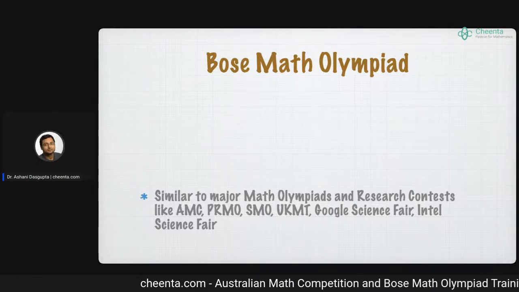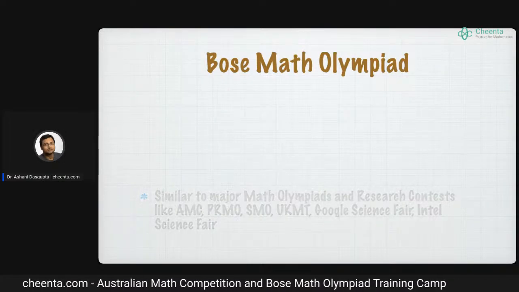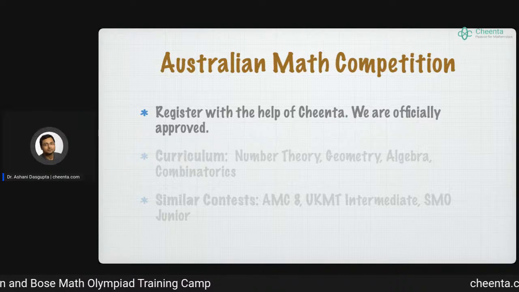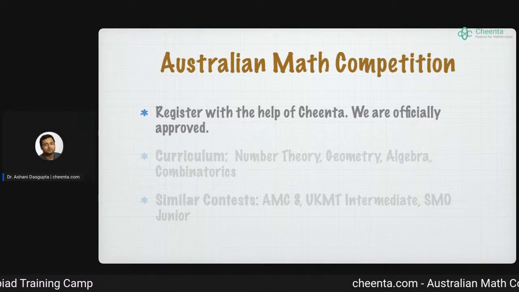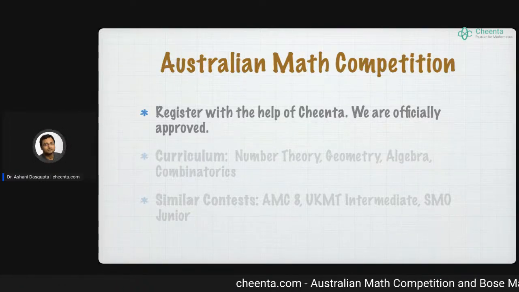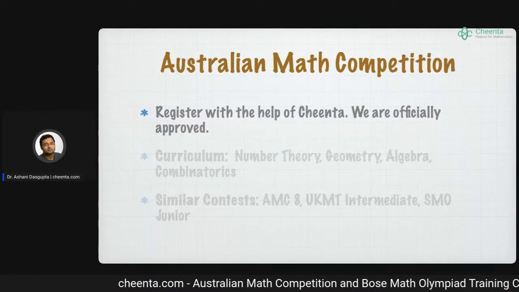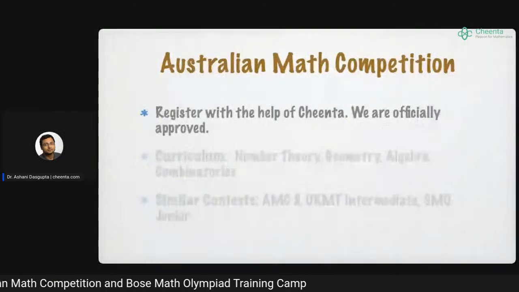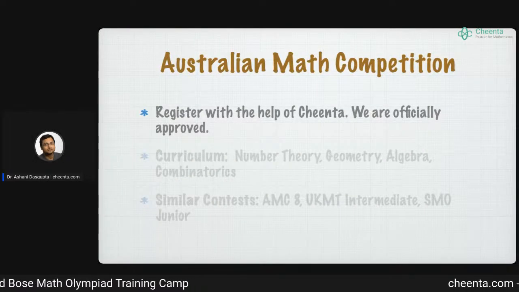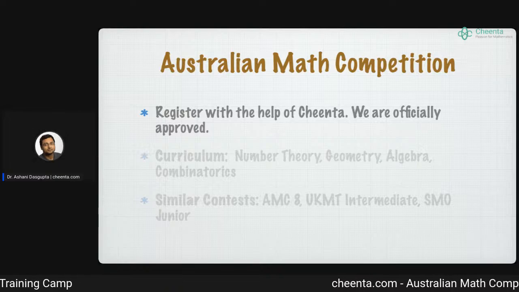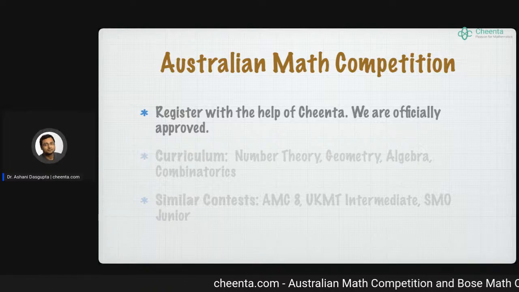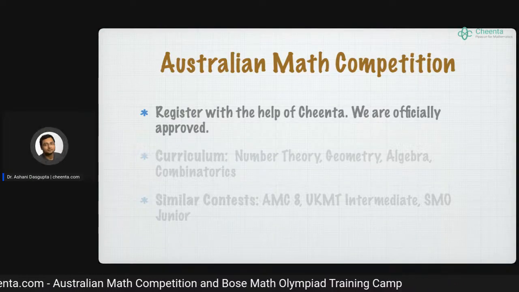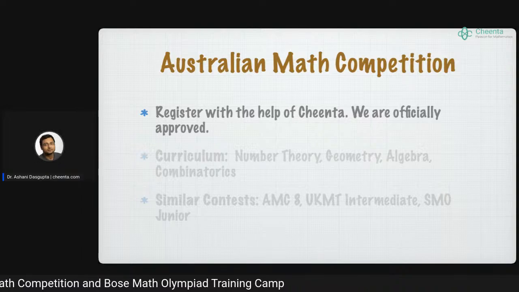Today we are here with the intermediate level training, and it is also relevant for the Australian mathematics competition. Some of you are already registered for it. This year, Cheenta is officially approved to register students for that. We are an official school in that sense. So you can go to cheenta.com and ask for registration. You don't need to be a student of Cheenta to get our help for this registration process. You can simply go there and ask our admin people, and we will be able to help you.